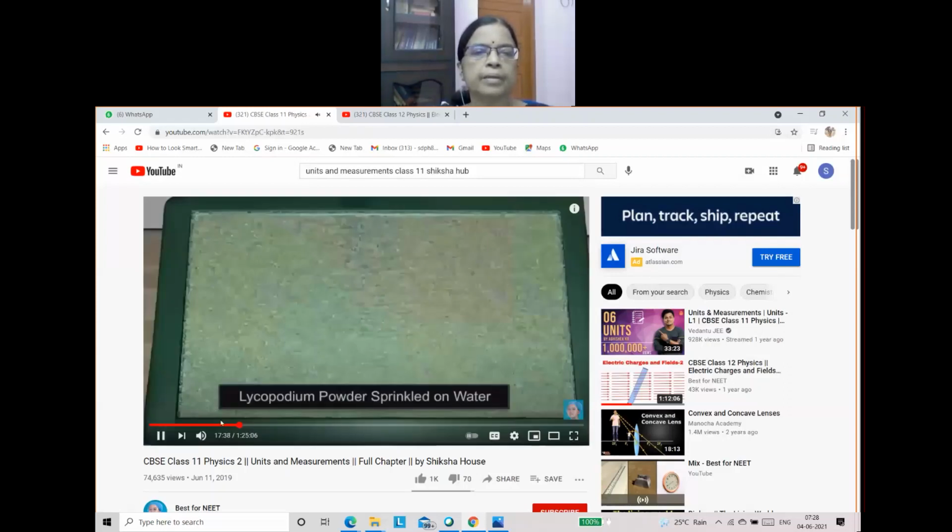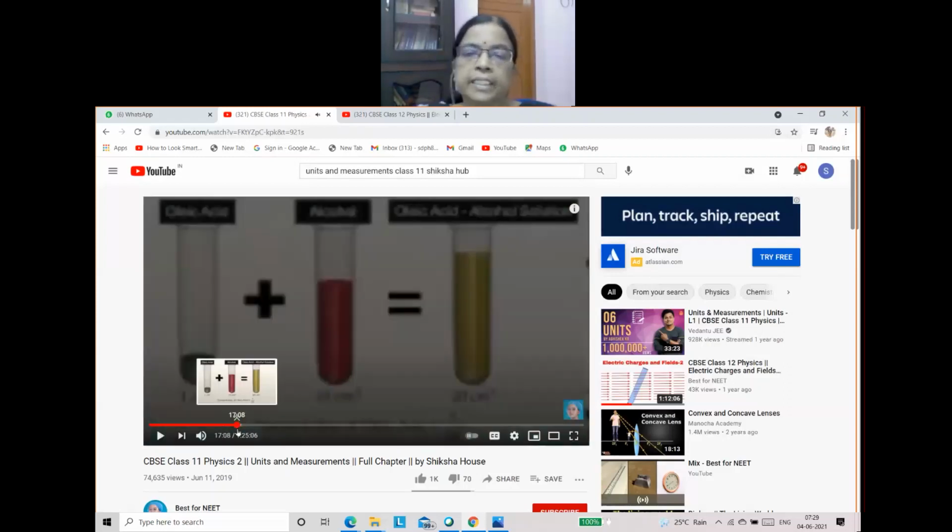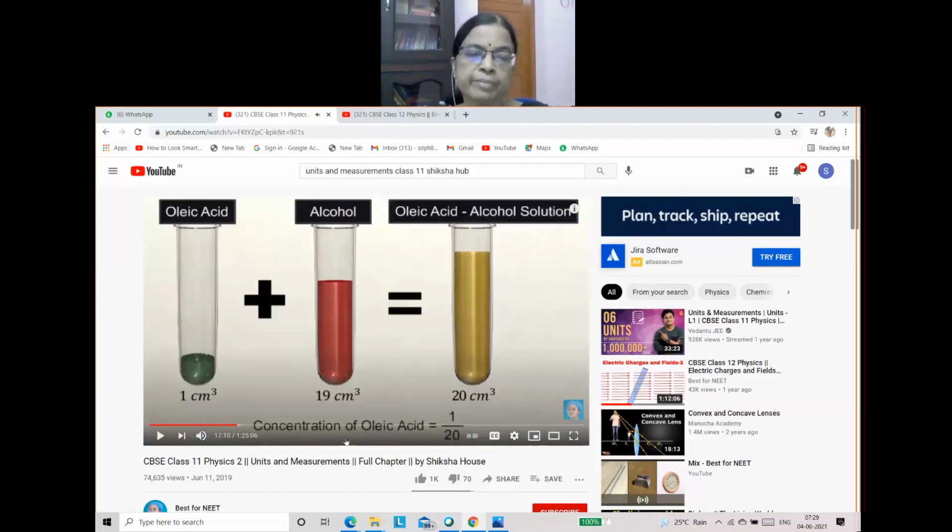Okay, children. 20 cc of alcohol, oleic. See, next is to measure the size of the molecule of oleic acid. That's also a very important experiment. See, it is an indirect method to measure the size of a molecule. Molecules are very small in size, and only a microscope can be used to measure them. But without that, we are measuring the size of the molecule of oleic acid. We are not using a microscope to measure it. That is an important experiment.